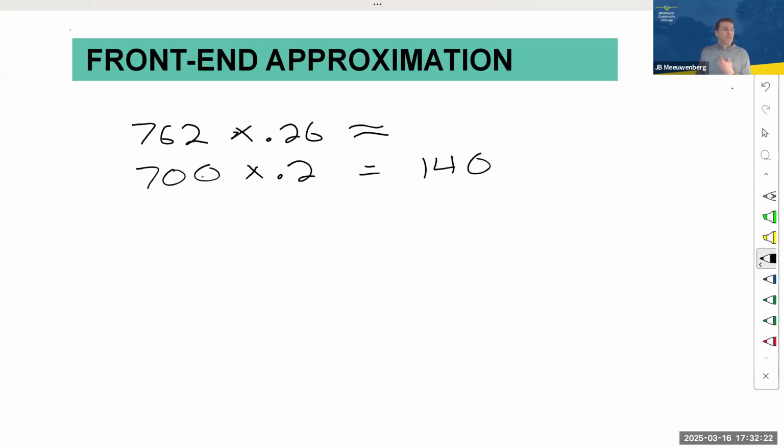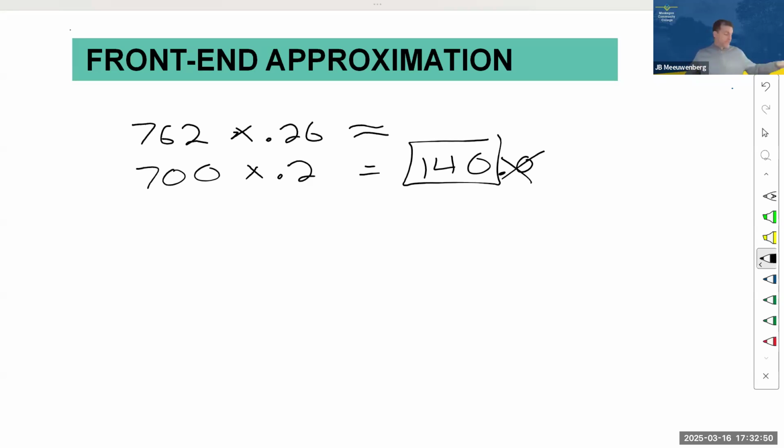2 times 7 is 14. 2 times 700 is 1400. And you know you're going to have that one decimal place, which would be here. You don't need it. So you can say that that is really close to 140. Again, we rounded both numbers down, so this number is going to be lower than the actual amount, but if you're just trying to get in the ballpark, it's a really nice strategy.